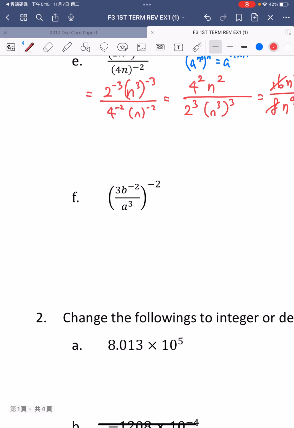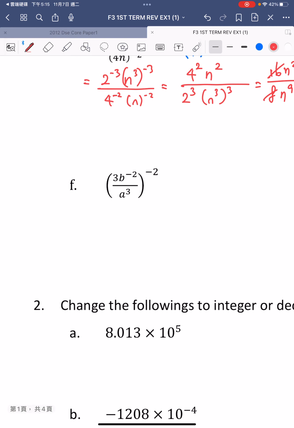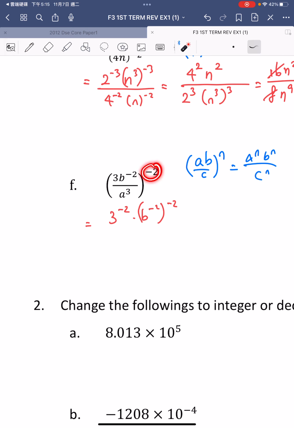Okay, so for the last part, we have negative 2 as the power. So we can again use our formula, ab over c to the power of n is equal to a to the power of n, b to the power of n divided by c to the power of n. And we can say this is equal to 3 to the power of negative 2 times b to the power of negative 2, all the thing to the power of negative 2. We're just distributing this negative 2 to all of the things inside the bracket. Then we need to divide by a to the power of 3, to the power of negative 2.